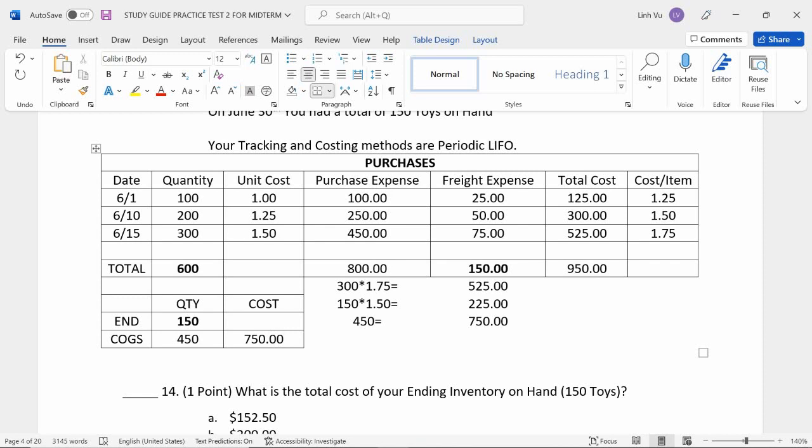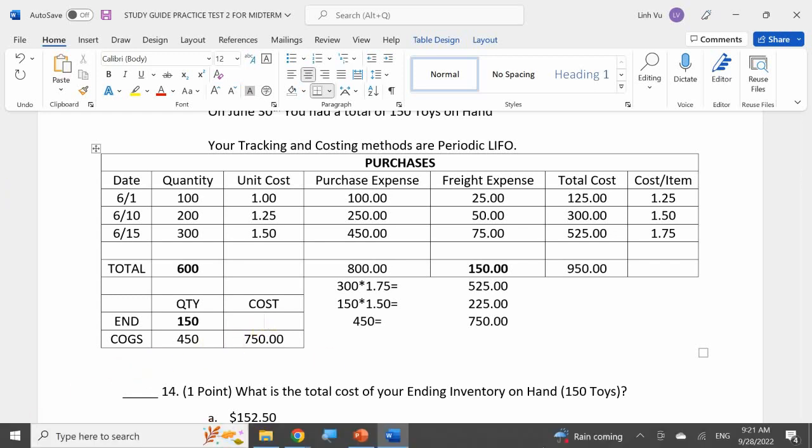So how do I know how much my ending balance is? Not 800. It's 750, because that doesn't include my freight. What's my grand total cost right now? 950. That's how much I have available to sell. And if I sold $750 worth, how much should I have left over? You should have $200 left.